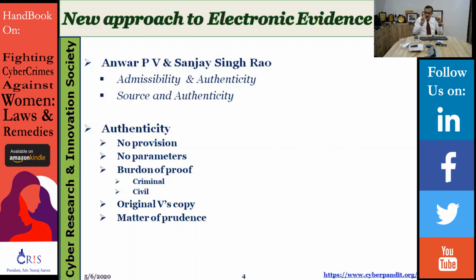So there are two ways to look upon it. Number one, you can file the secondary copy without the original, but it does not say that the original is not required to be filed. So that means you have to take a decision depending upon your case whether to file the copy or whether to file the original. So basically, it is a matter of prudence. So the court has also changed its approach.